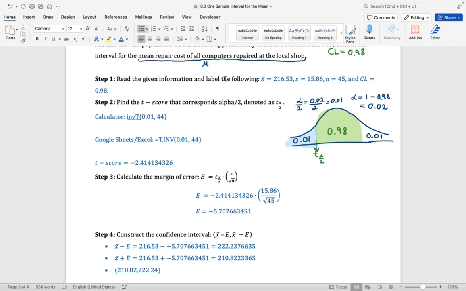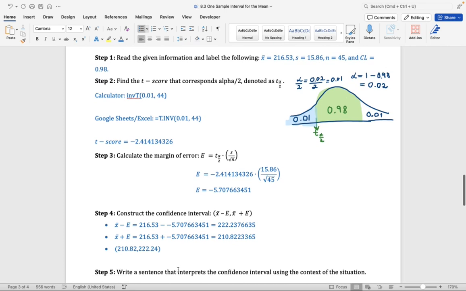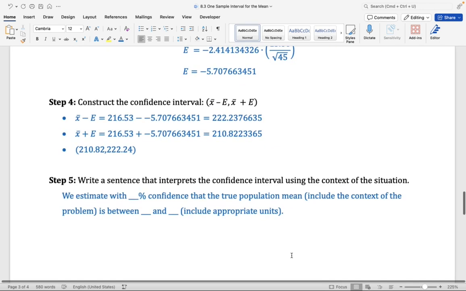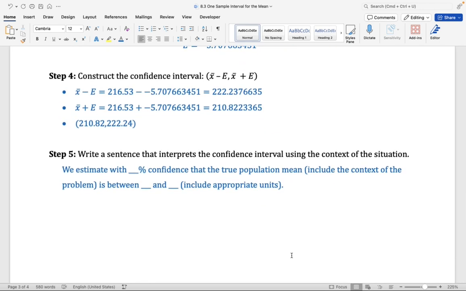Here, you're saying the mu is inside this confidence interval. We're saying the mu is between $210.82 and $222.24. Now, the last step here is to write a sentence to interpret the confidence interval. I'm going to copy the sentence that we have in page 2. And here, I'm copying this sentence because I want to emphasize how you can use this sentence to interpret a confidence interval, regardless of what situation you have.